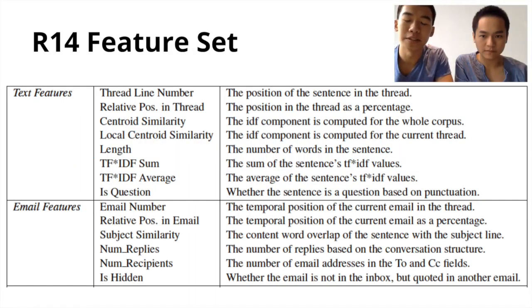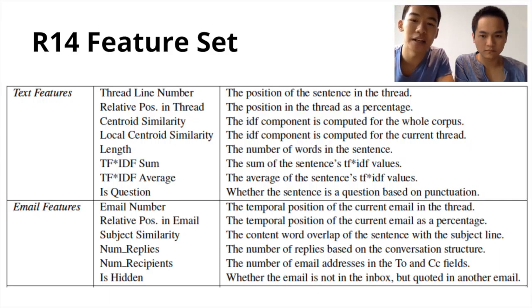The feature set that we started with is called the R14 feature set. This was created by a paper at Columbia that looked at the problem of email summarization as well. These features are split into two different types. One is text features, which are based on the actual words or the actual sentence. The other is email features, which are primarily based on the email position or email features in the thread.